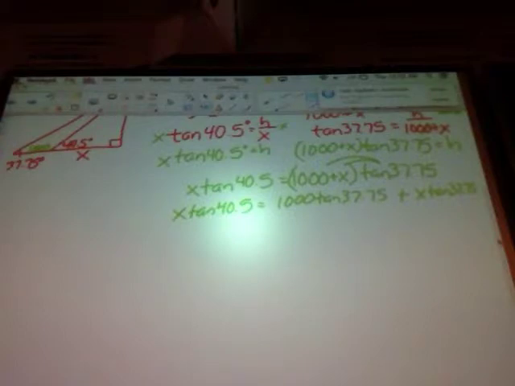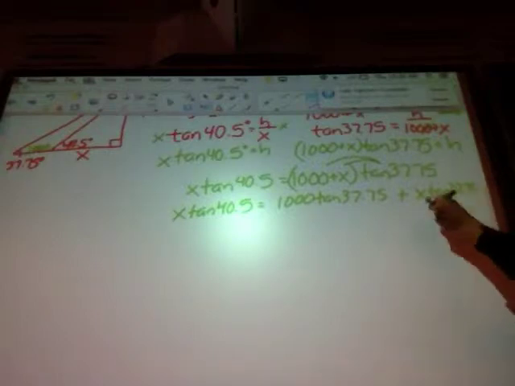Do you mean not rounded answers, but there can be decimals? Because there's 37 point. Yes, that's, yeah, so as long as it's not rounded. Okay, so now what do we need to do? Subtract. Get your x's on the same side, right?